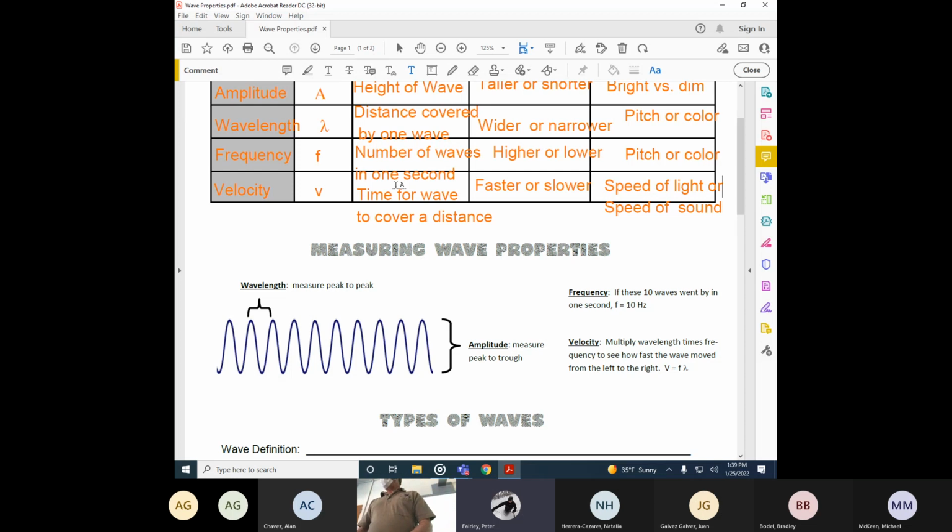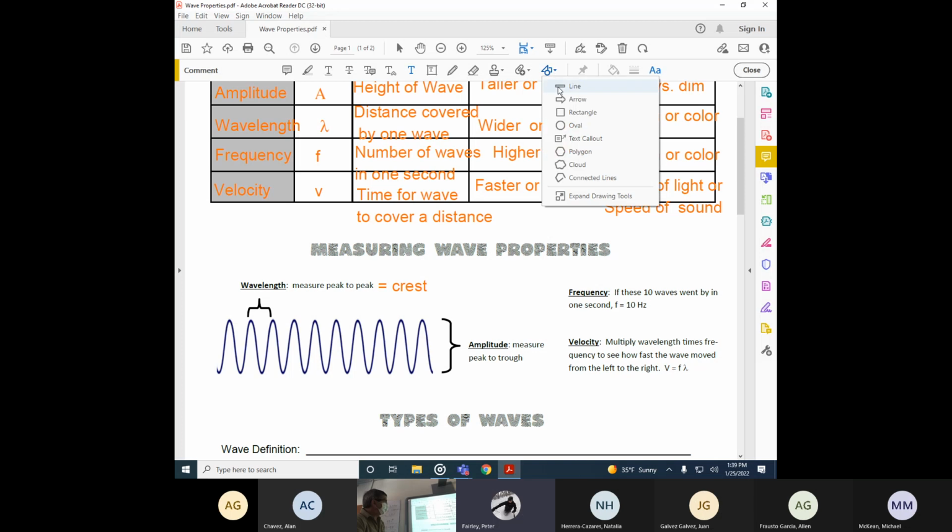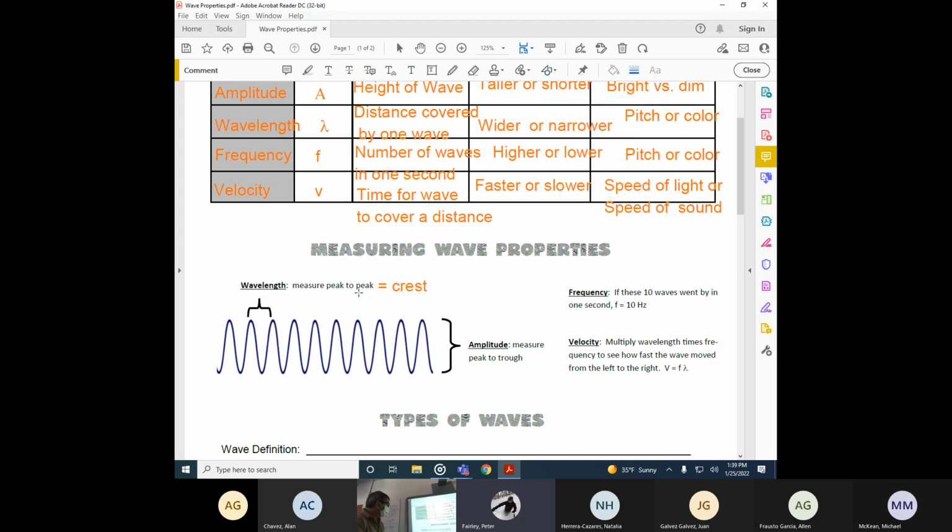Did we go over those 4? Okay, first thing I want you to do, when it talked about a peak, there's another word that means the same thing. A peak of a wave is sometimes also called the crest. So add that on there. The peak is the crest. And then let's add an arrow pointing to one of these peaks. The top of the wave is the crest, also known as the peak.